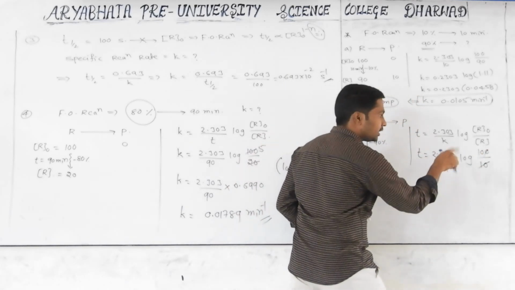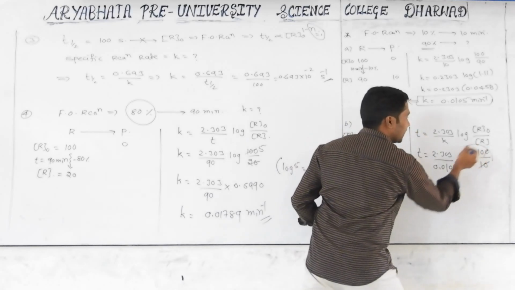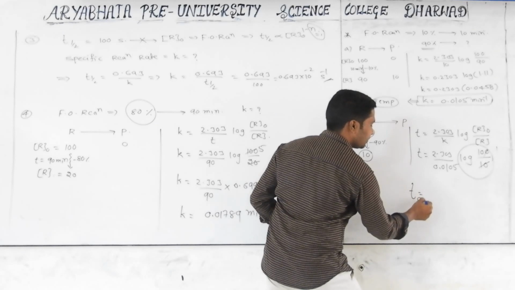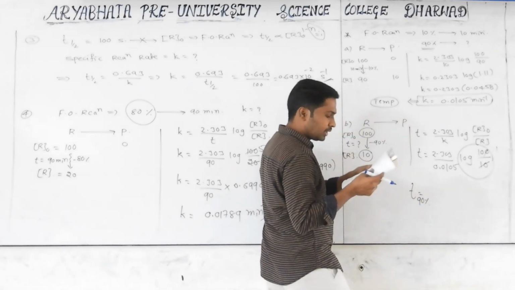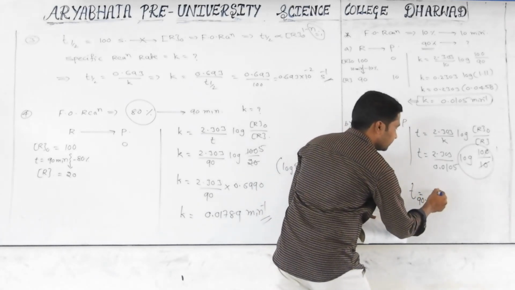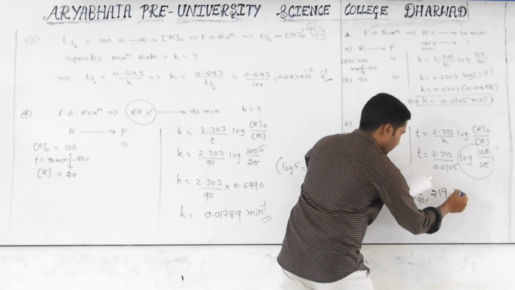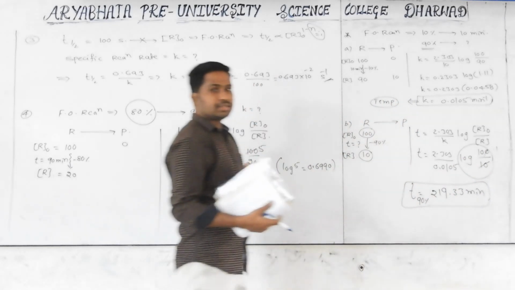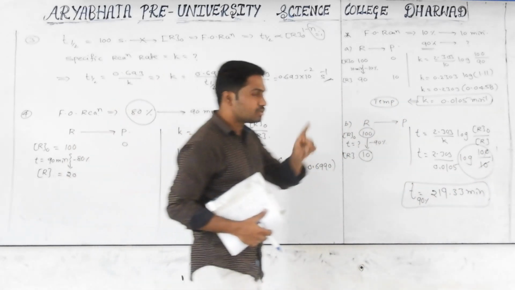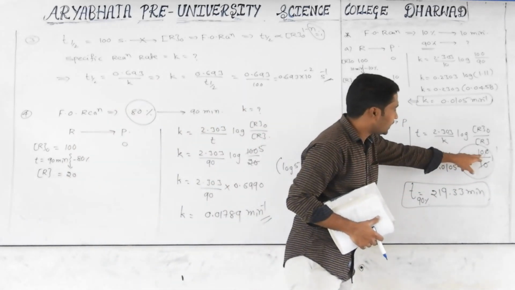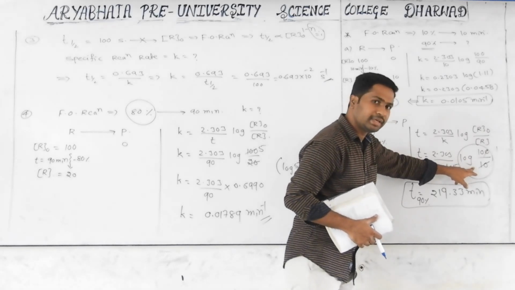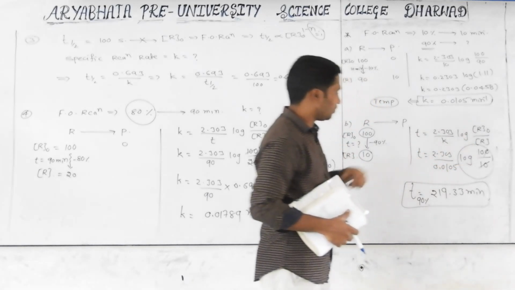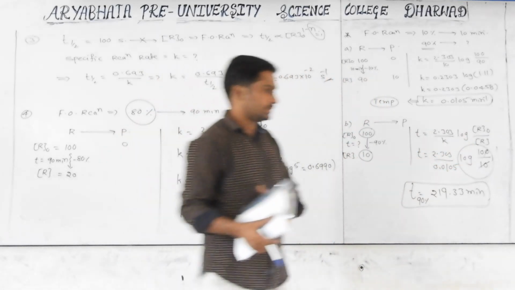We know already log 10 to the base 10 is 1, so the whole log term becomes 1. Simplifying, the time taken for 90% of the decomposition comes as 219.33 minutes. Is there any difficulty? No. Here we used one formula: log a to the base a is always equal to 1. The problem is something like this. Is all of it clear? Yes.